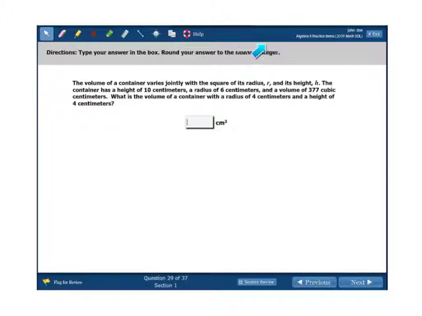Round to the nearest integer for this one. The volume of a container varies jointly with the square of its radius, r, and its height, h. So let's write that. Now, it says a container. I read it at first as a cylinder, and I was like, well, duh, the constant would be pi. But I can't say that the constant's pi here because it doesn't say it's a cylinder. So it varies jointly with the square of the radius and the height.